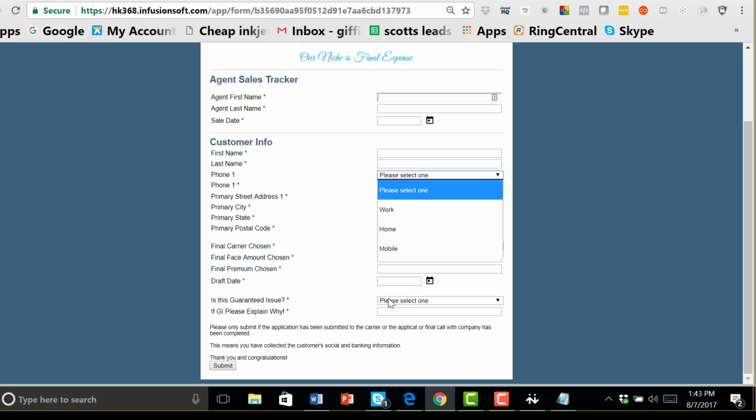And we also want to know if it's guaranteed issue, why you went that way. We're going to do that just because we want to know. We're going to keep track of what conditions are causing our policies to go guaranteed issue. And then once we get a list of them, we can go find other companies that maybe will cover those conditions so that we don't go guaranteed issue with them. Because nobody really makes a whole lot of money off a guaranteed issue.